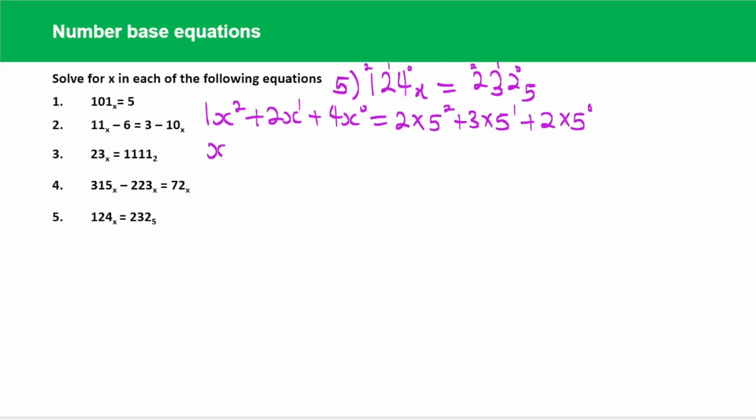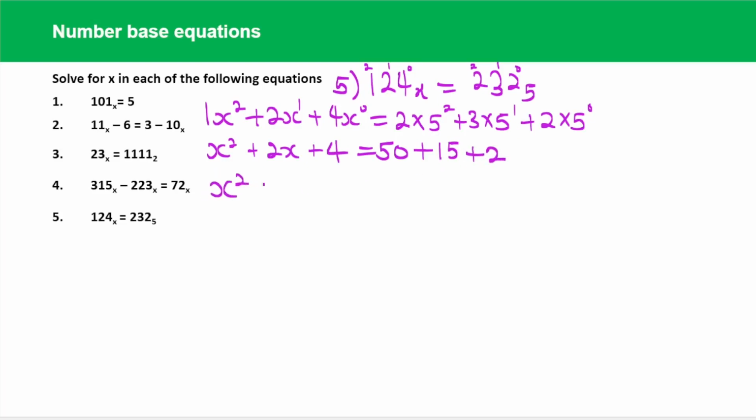Now this will give us x squared plus 2x. x to the power of 0, that's 1. 1 times 4 will give us 4. 5 to the power of 2, that's 25. 25 times 2 will give us 50. Plus 5 to the power of 1, that will give us 5. 5 times 3 is 15. Plus 5 to the power of 0, that is 1. 1 times 2 will give us 2.